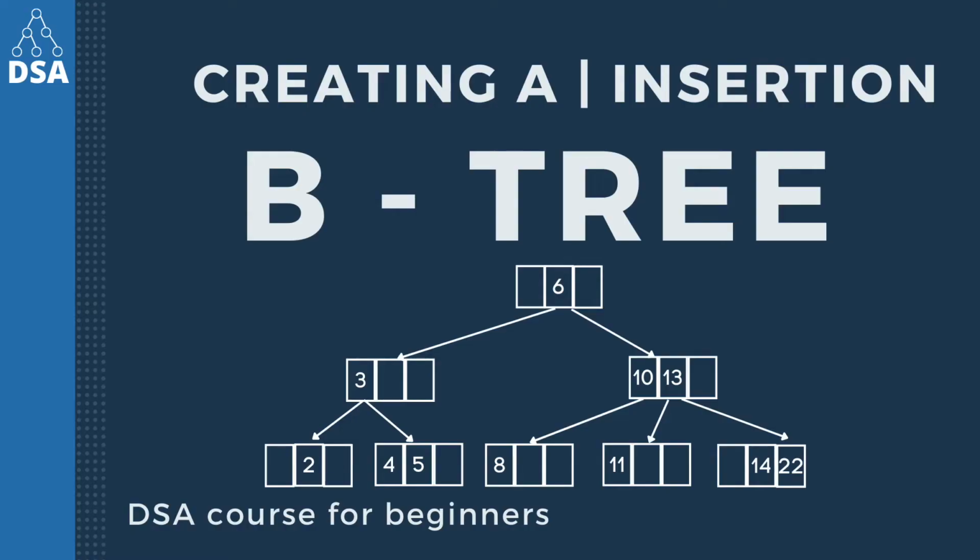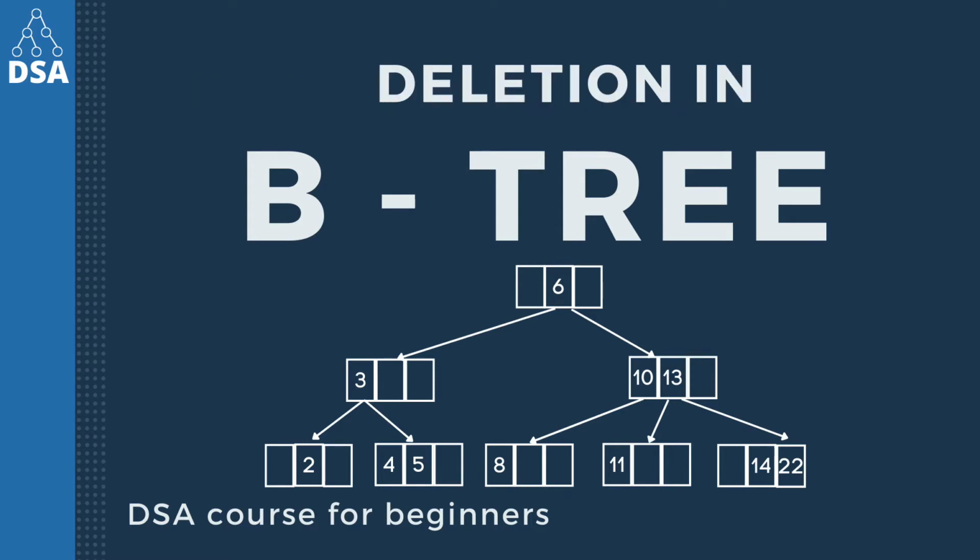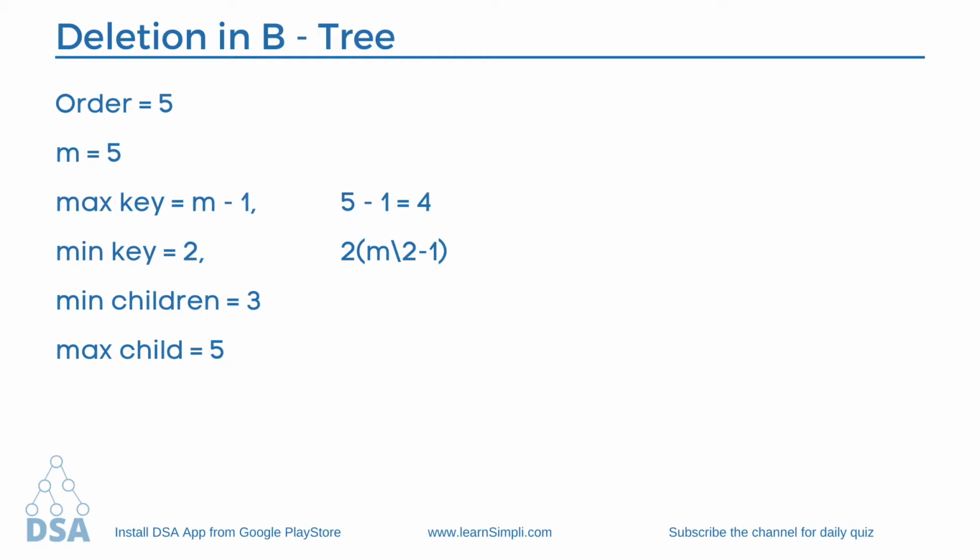In the last video we saw creation and insertion in a B tree, and in this video we will see deletion in a B tree. As we discussed in the previous video, if the order of the tree is 5, then m is equal to 5. The maximum number of keys that a node can have is m minus 1, that is 5 minus 1, which is equal to 4. The minimum keys can be 2, because it is ceiling of m by 2, minus 1.